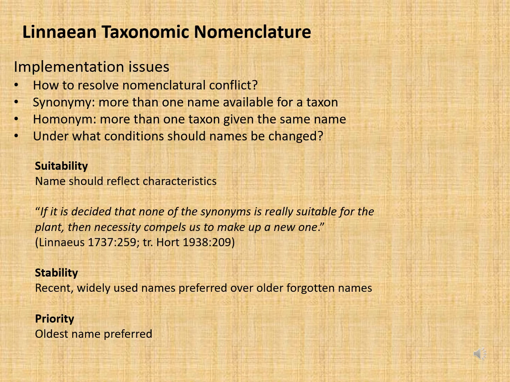Suitability is the idea that the name should best reflect the characteristics of an organism. This, of course, resonated with the old phrase names, and even Linnaeus in some early writings endorsed this criterion. But the suitability criterion soon fell out of favor, and discussion of best practices for resolving nomenclatural conflict revolved around stability, where recent, widely used names are preferred over older, forgotten names, and priority, where the oldest name is preferred.